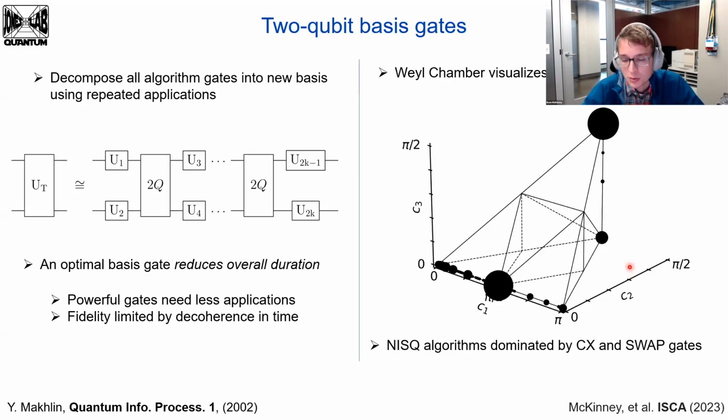Something we did was we took a set of NISQ algorithms, things that we could actually run, again, relating back to this idea of co-design, and we visualized where gates from circuits that we know appear in the Weyl chamber. And what we found is that the CNOT gate appears pretty ubiquitously.